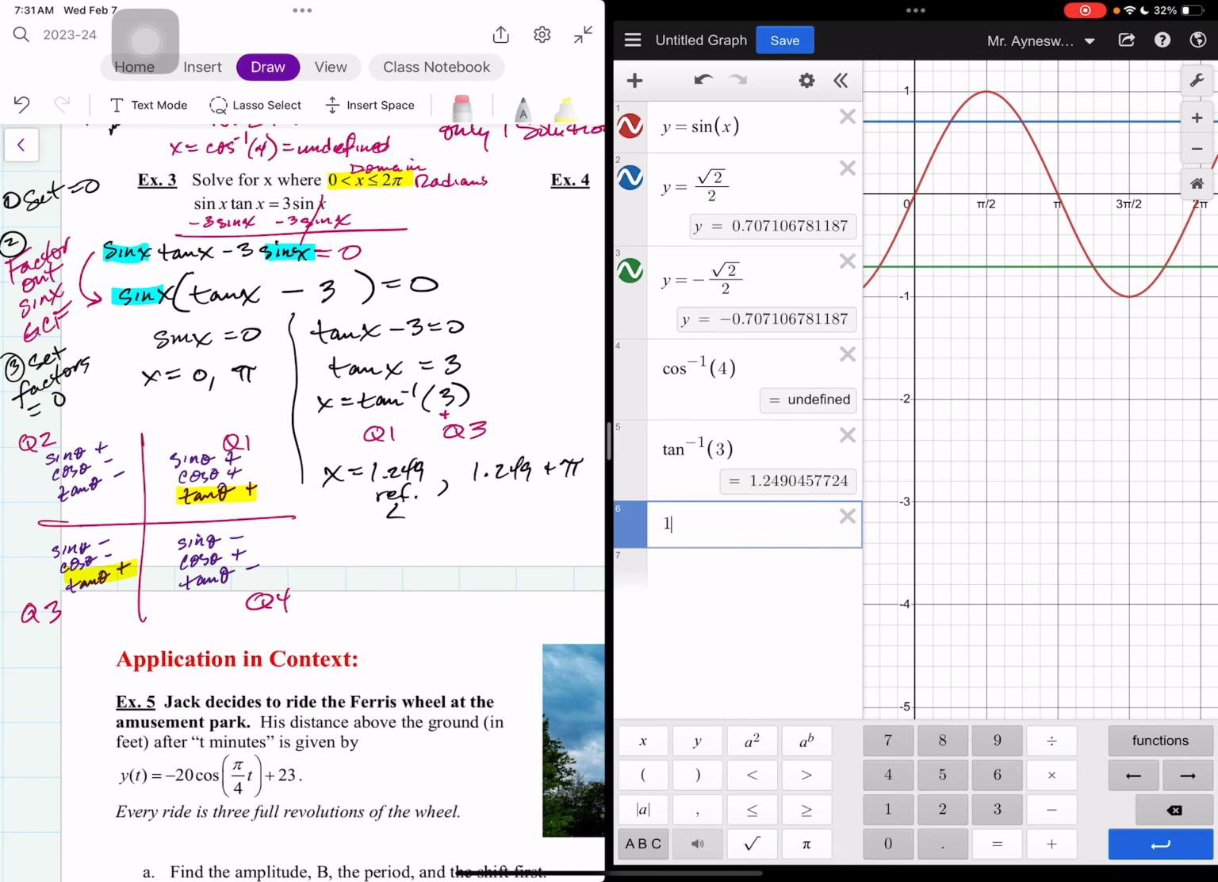So here we go, it's 1.249, and then you have to add pi, and that'll give you about 4.391 radians. We're in radian mode. And that's in quadrant 3. You know that because pi radians is 3.14, and 4.39 is bigger than that. It's in quadrant 3. All right, and that's how you handle that one.